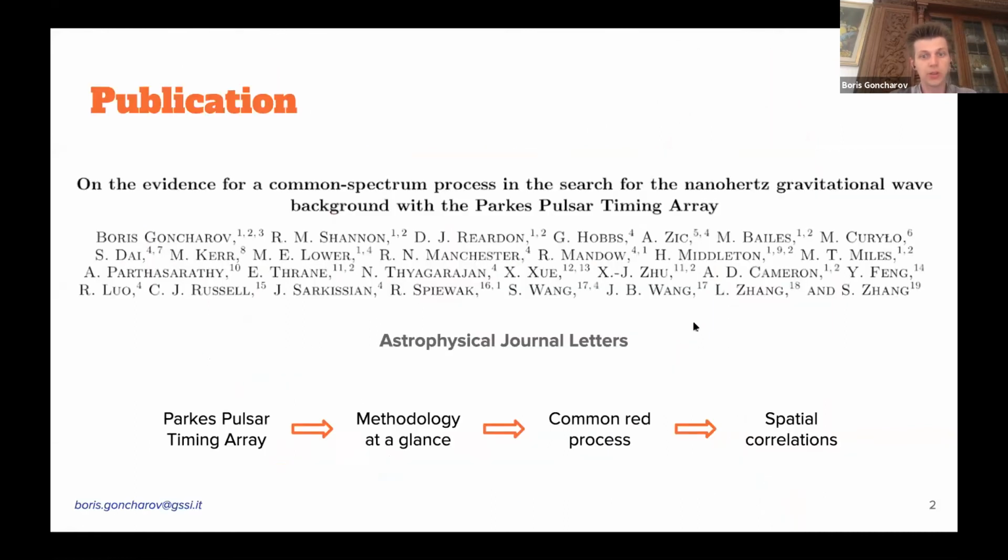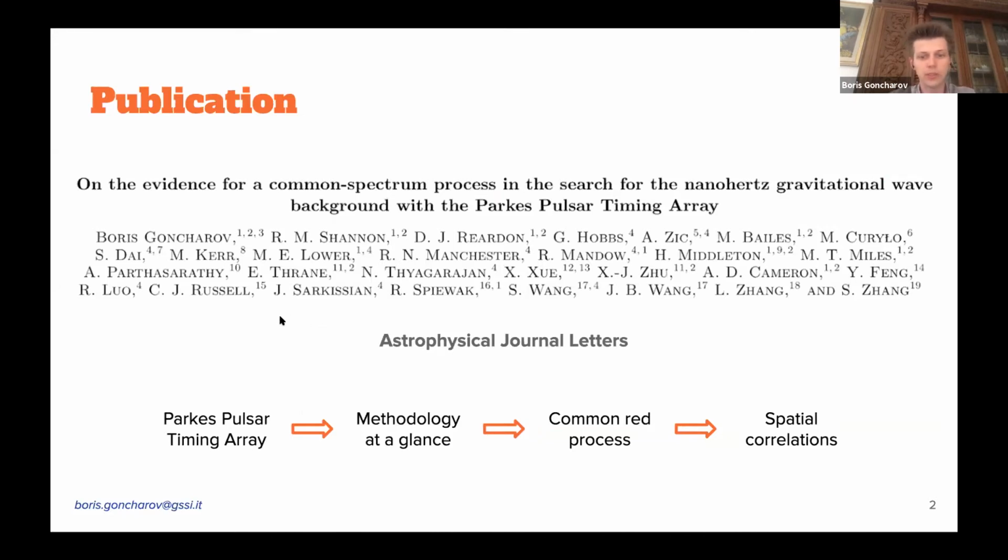And yes, my talk will be about the publication that is being reviewed at the Astrophysical Journal Letters. It's called On the Evidence for a Common Spectrum Process in the Search for Nanohertz Gravitational-Wave Background with the Parkes Pulsar Timing Array. If you are interested, the policy of the Parkes Pulsar Timing Array is to only post papers to arXiv when they're accepted, which, hopefully, will be soon, but is not the case at the moment. So if you're interested to have a look at the early draft, please send me an email. My email address will be on the bottom left throughout the presentation.